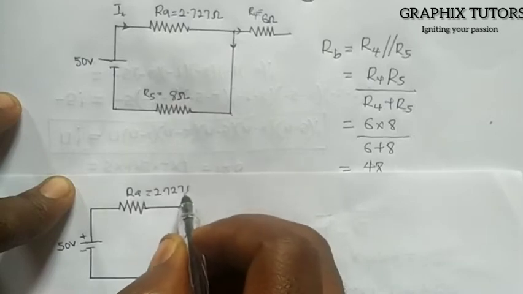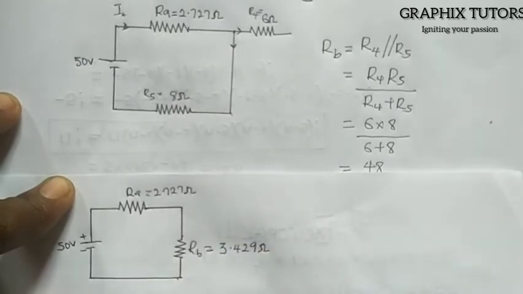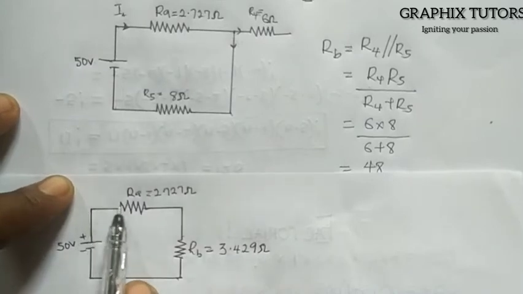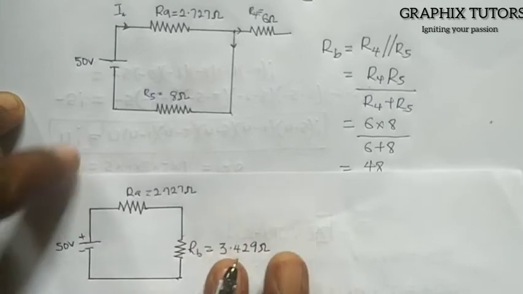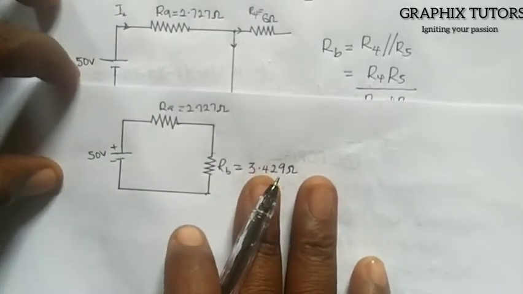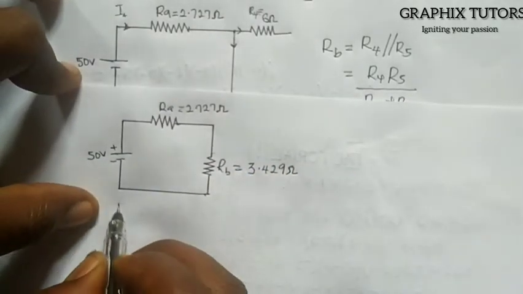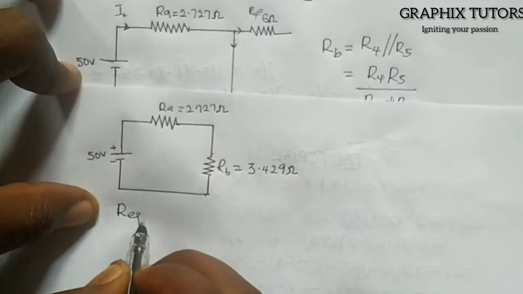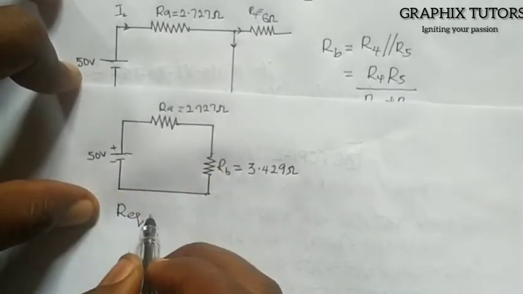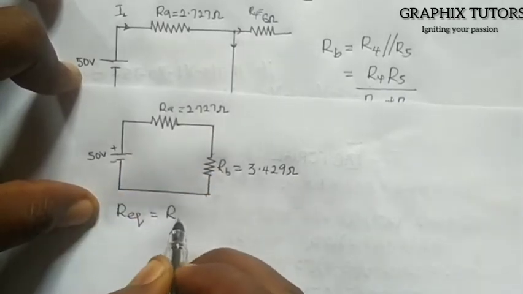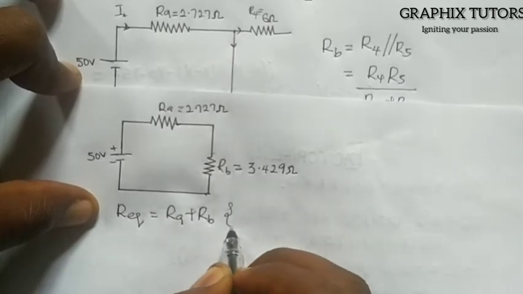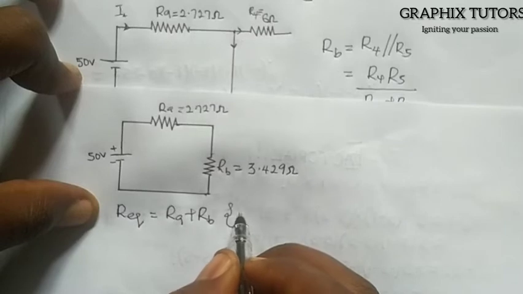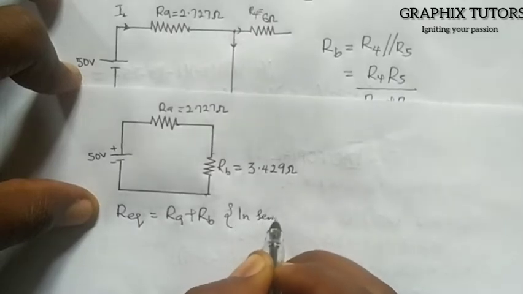2.727 ohms, right? So from here, if the current comes here, it is a series, so these two are now in series, so that will now be our R equivalent. So you now write that the R equivalent, since there is no longer any resistor aside from these two, equals RA plus RB, in brackets you put in series, right?